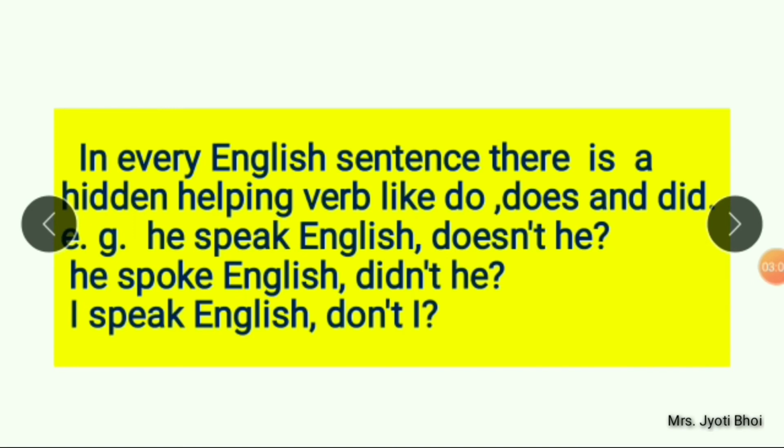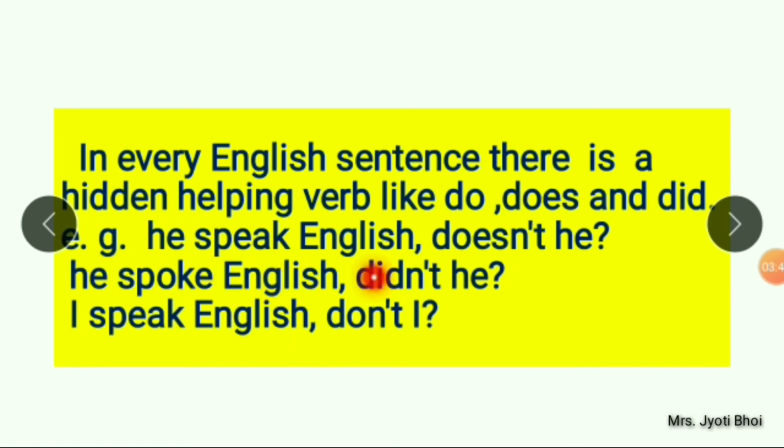Okay, see, in every English sentence there is a hidden helping verb like do, does, and did. That is, he speak English. In this sentence, no helping verb is there, but a helping verb is hidden there. Why? Because if I read this sentence, he speak English, it's only a sentence of simple present tense with a V1. But if I add a question tag, then: he speaks English, doesn't he? Does is a hidden verb here, like that.